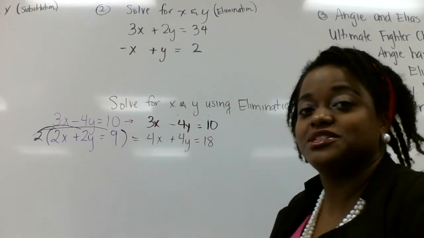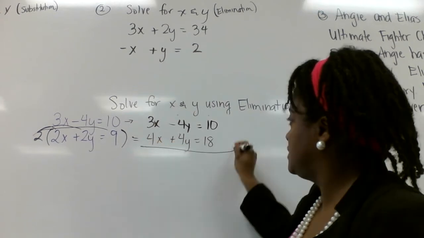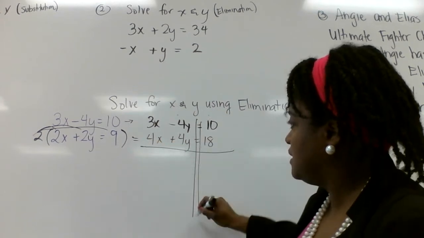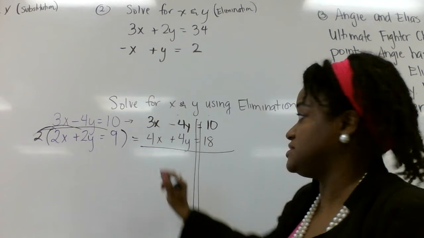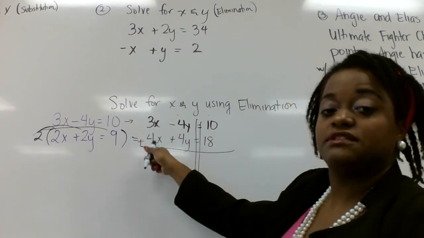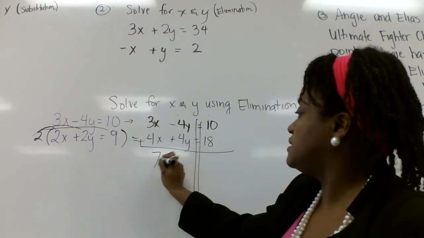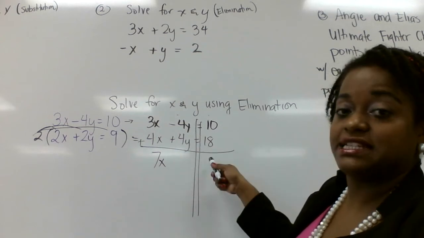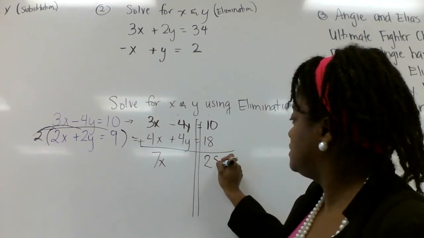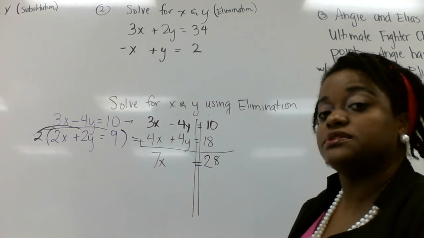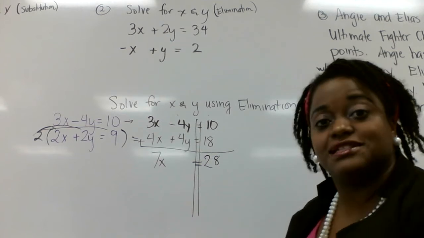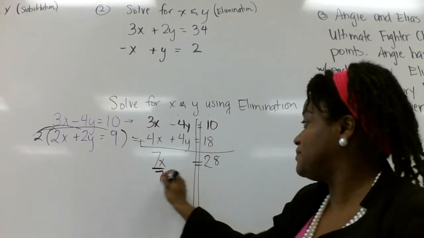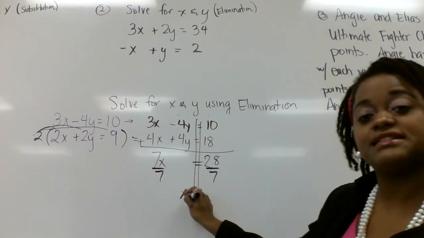Okay, now we're going to do train tracks, and we add the two equations. 3x and 4x make 7x. Negative 4y, positive 4y cancel. 10 and 18 make 28. Now divide by 7 because 7 is in front of x. X equals 4.